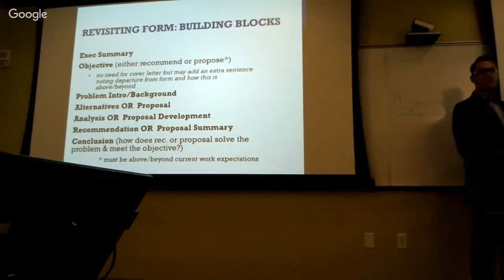You don't need to have your alternatives in the executive summary. That's part of the travel log that you don't need to include for your busy decision maker. If they want that detail, they can read that section.